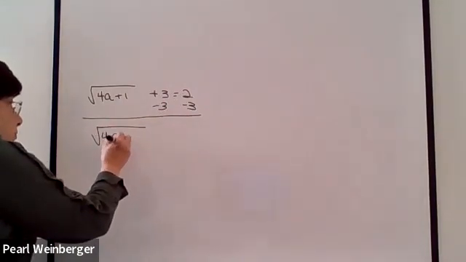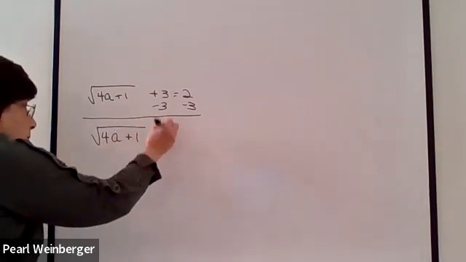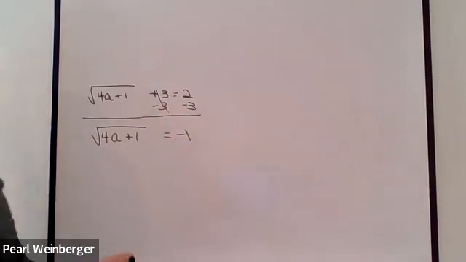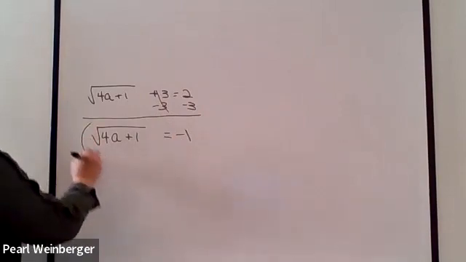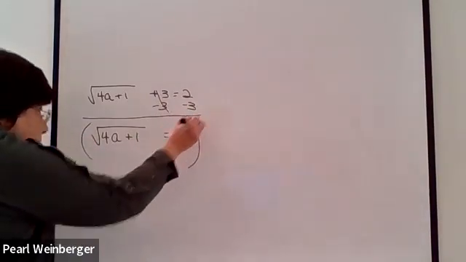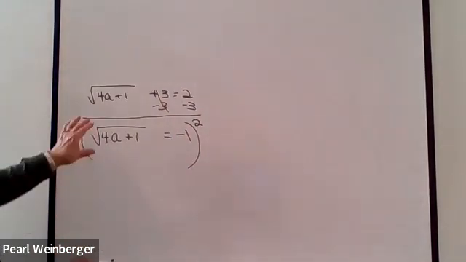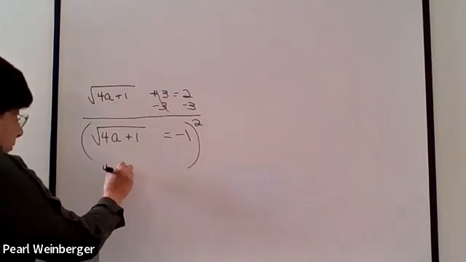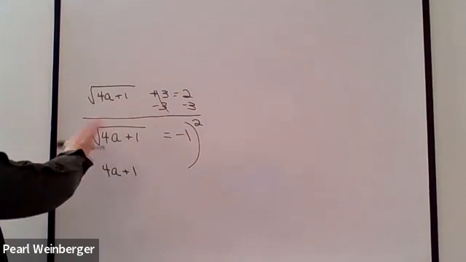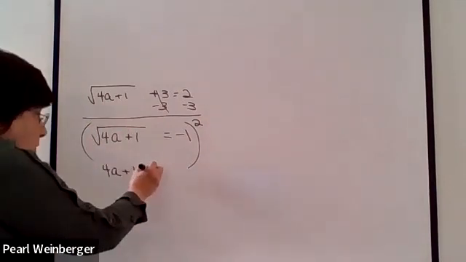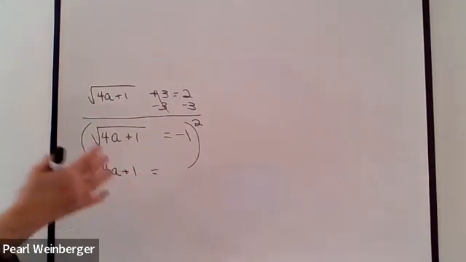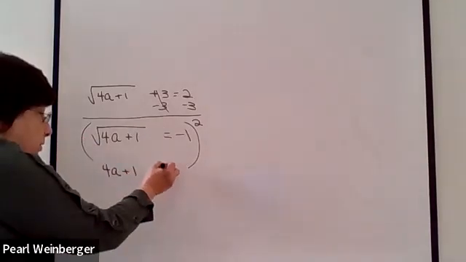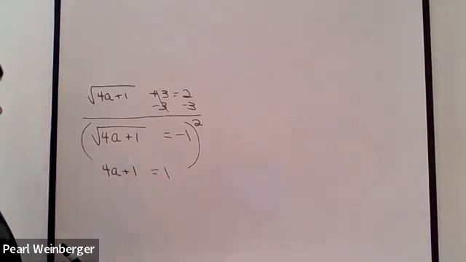So we have the radical of 4a plus 1 equals 2 minus 3, which is -1. Okay, the next thing I'm going to do is I'm going to square both sides. When I square this side, I'm going to get 4a plus 1. I get what's inside the radical without that radical sign. When I square the other side, when I multiply the other side by itself, I actually have to do it because there's no square root there. -1 times -1 gives me 1.